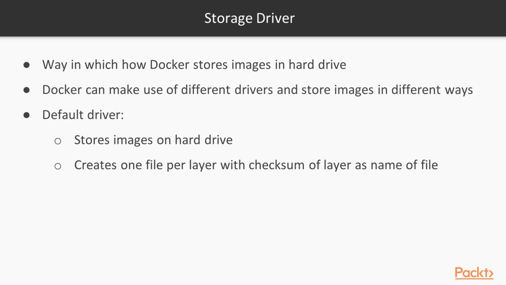The way in which Docker stores the images in the hard drive is the responsibility of the storage driver. Docker can make use of different drivers and store the images in different ways. The default driver stores the images on the hard drive, creating one file per layer with the checksum of the layer as the name of the file.